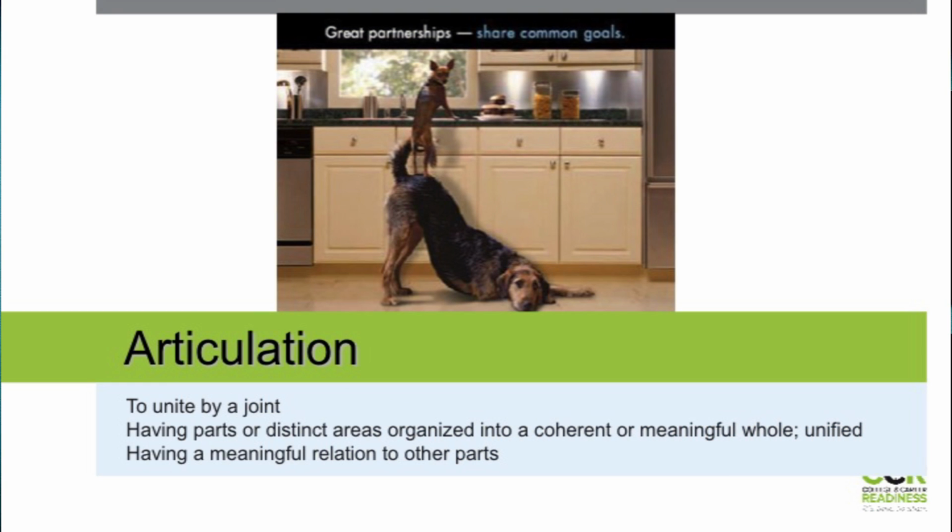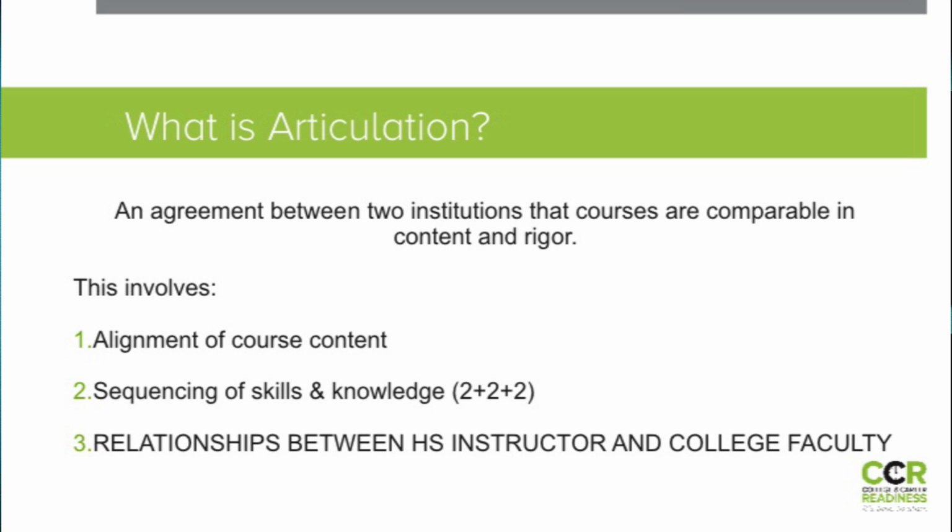Articulation by its very nature means to unite by a joint, and that's what we do when we engage in articulation agreements between a high school and a community college partner. We unite our programs by a joint, and that joint is that course content that creates the bridge from the high school program to the college program.